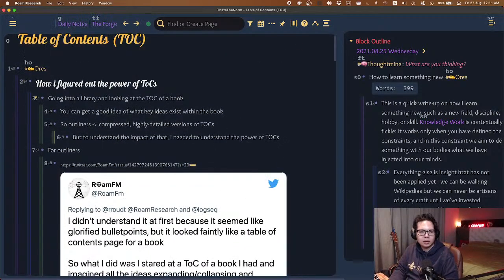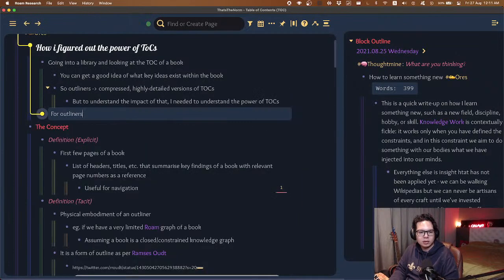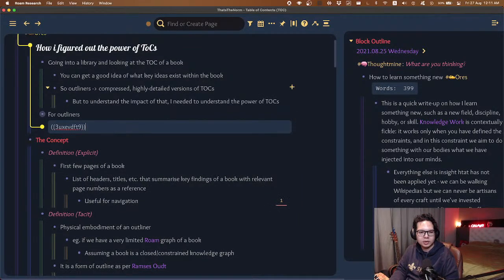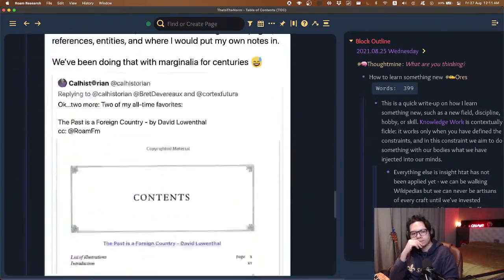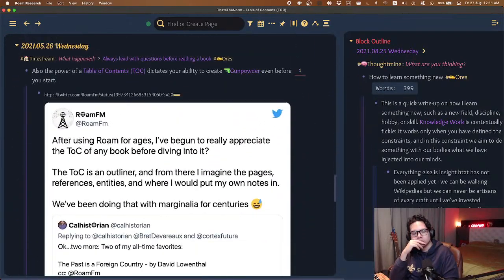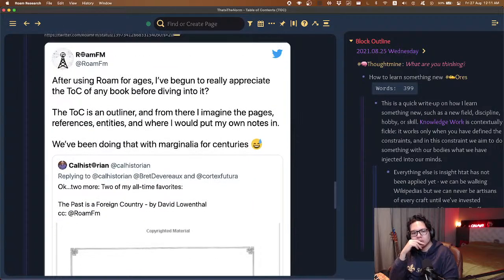With an outliner, I can create gunpowder. That's actually very useful. Yeah, this specific tweet.